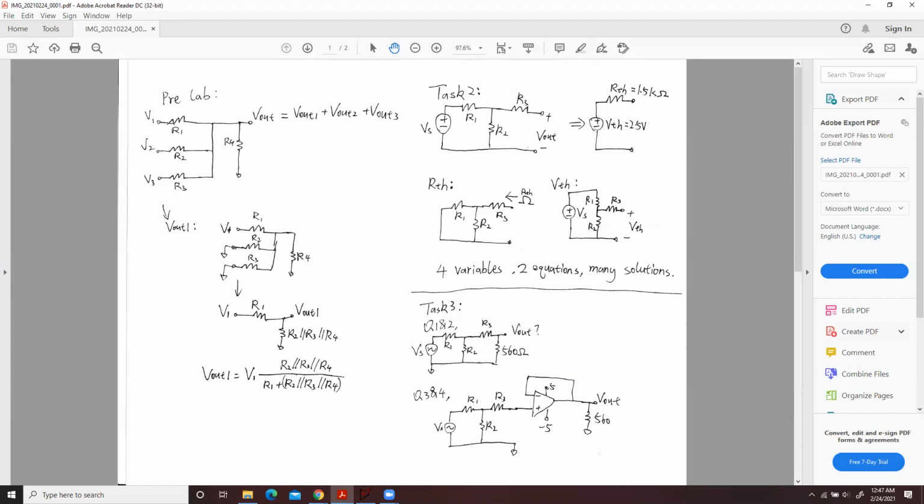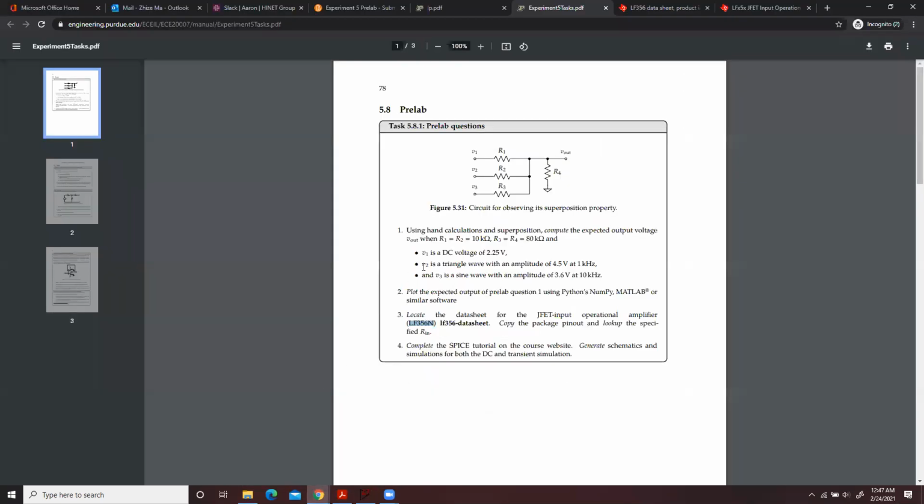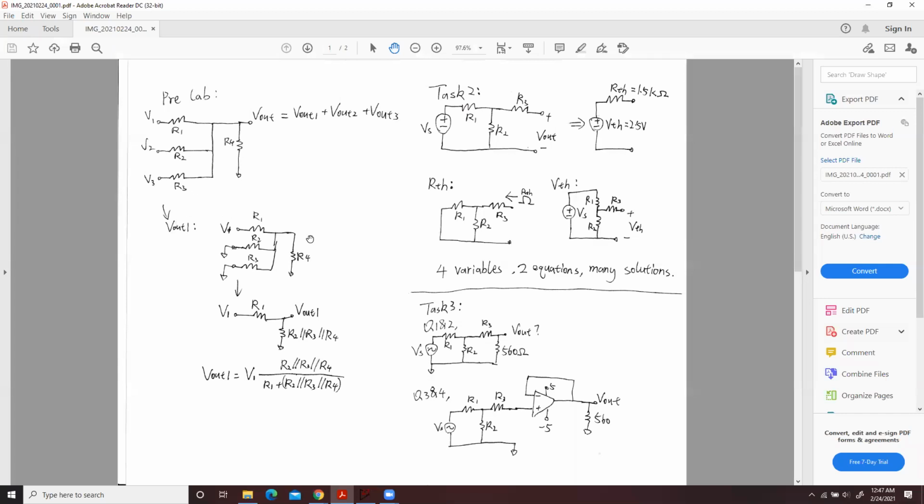When you use the superposition method, you can solve a circuit with multiple voltage sources. For example, this one has three voltage sources, V1, V2, and V3. I think the first is DC, the second one is a triangle wave, and the third one, V3, is a sine wave. To use superposition, you calculate each individual source separately, then add them together. That's your final Vout when those three voltage sources are on at the same time.